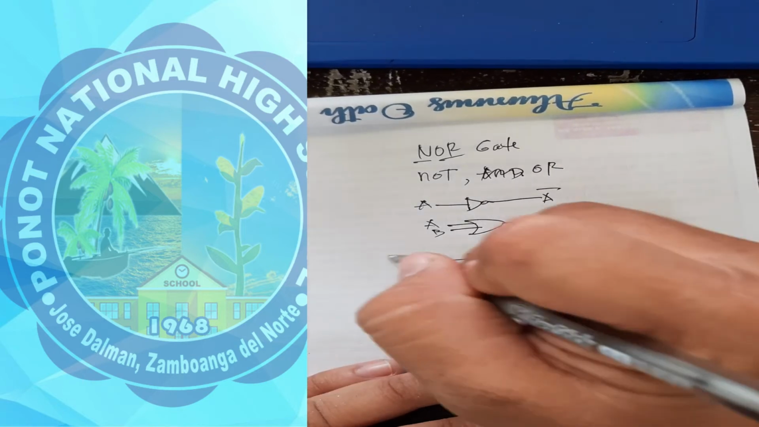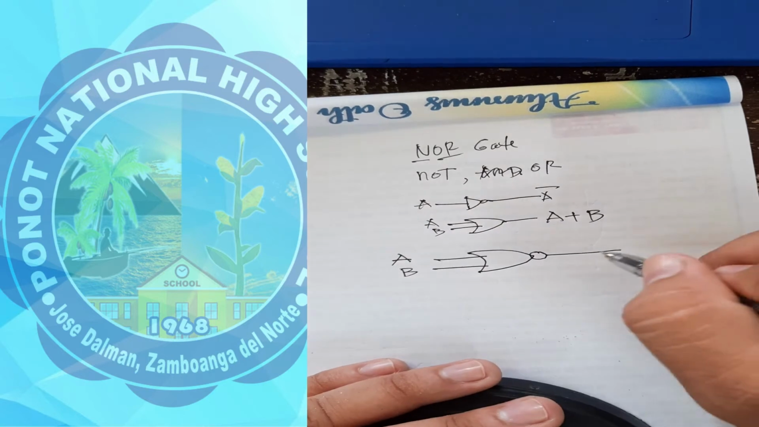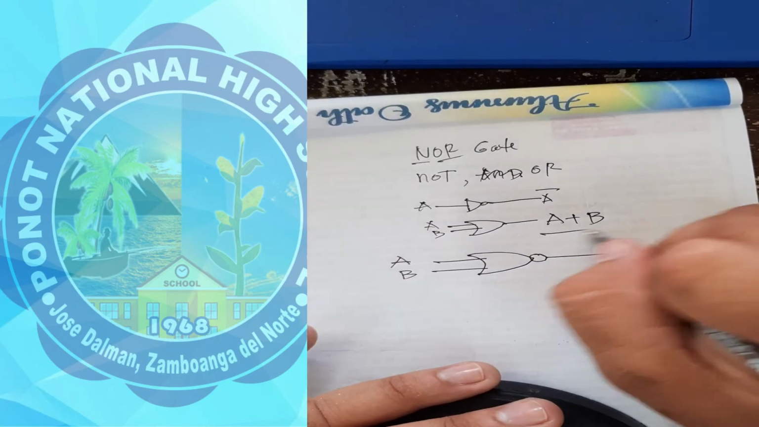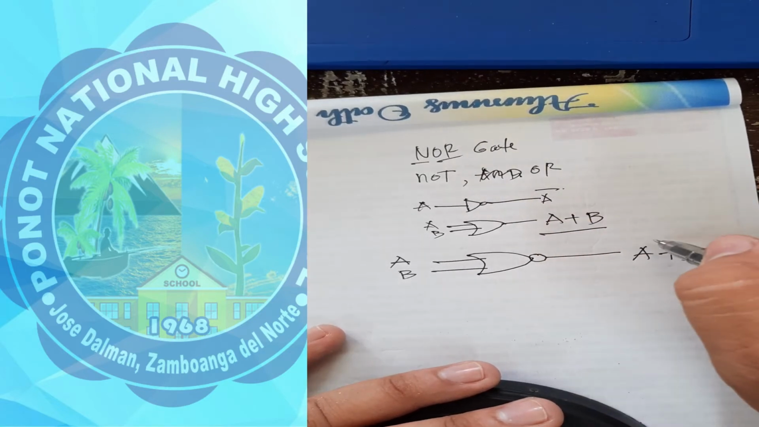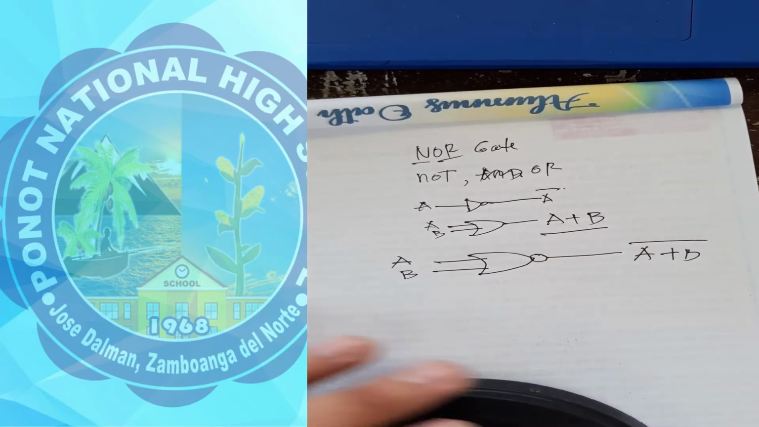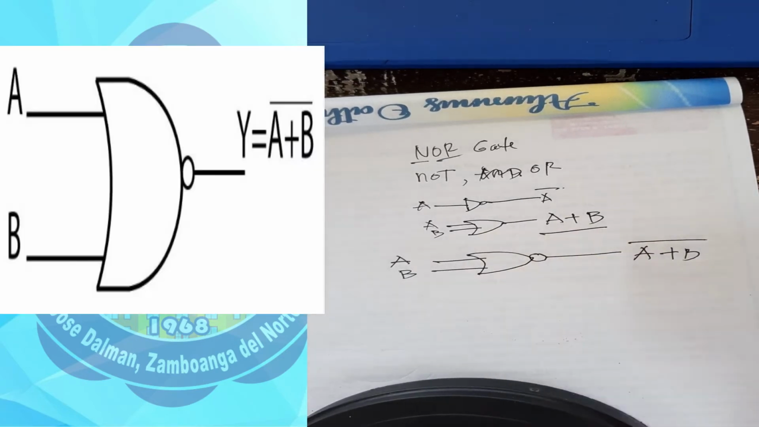So if your inputs are A and B, your output is A plus B, with the bar of the NOT gate. So that is now what they call the NOR gate.